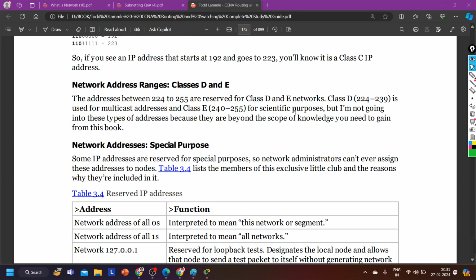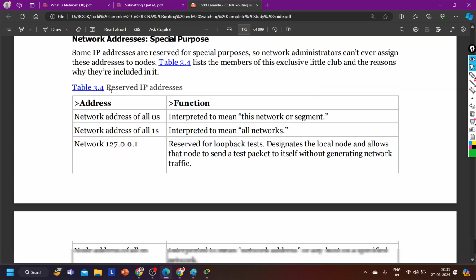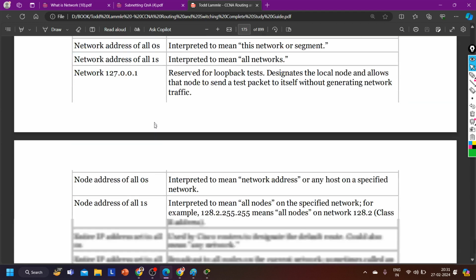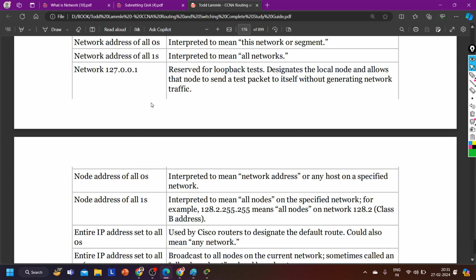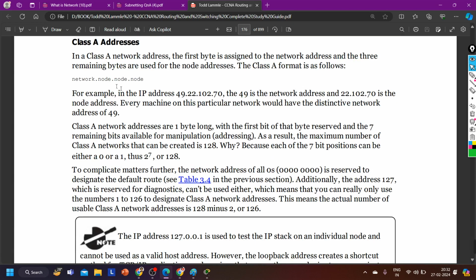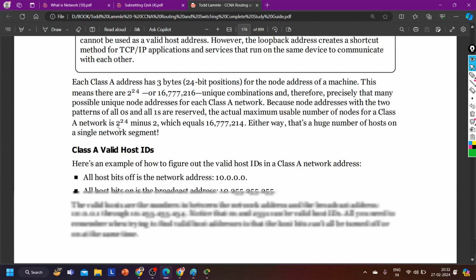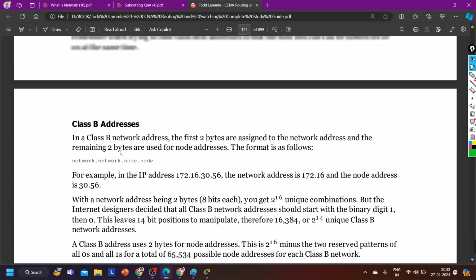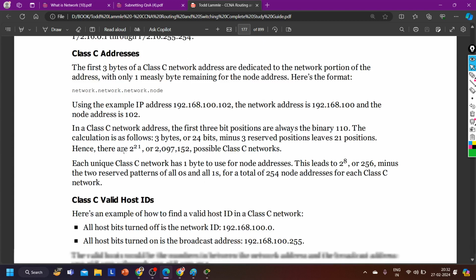This is a revision for you. Then you can read about Class D and Class E. After that, you can read about some reserved IP addresses, like 172. Leave it for now. Then the Class A addresses: you will get the range of Class A, Class B, and Class C like this.